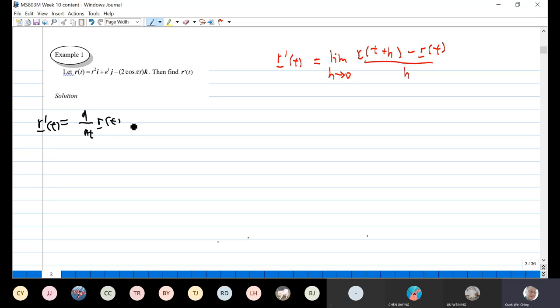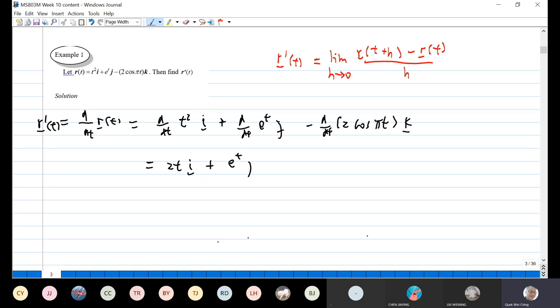Okay, and r(t) has i, j, k components. So we differentiate t squared in the i direction, plus differentiate e to the power t in the j direction, then subtract, so this is minus, differentiate 2 cosine pi t in the k direction. Let's just differentiate component-wise; we don't need to go through the limit process unless a function is very special, where you have to do the limit differently. Otherwise, just normal differentiation.